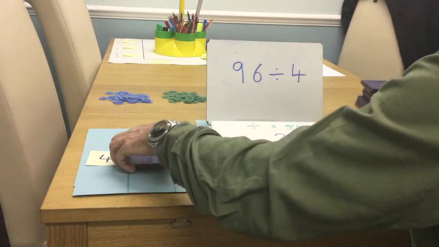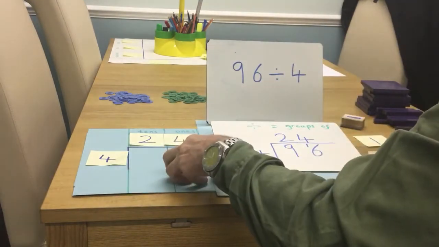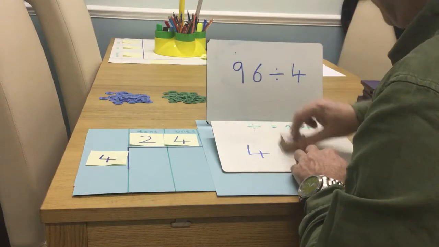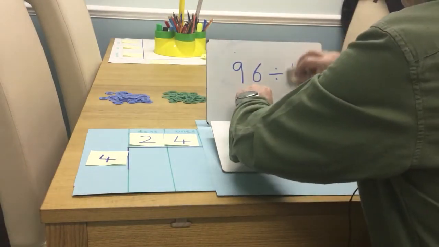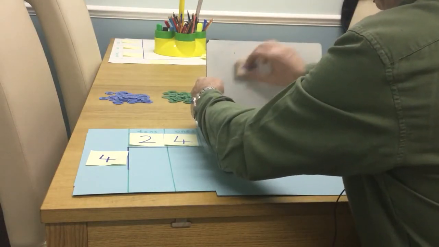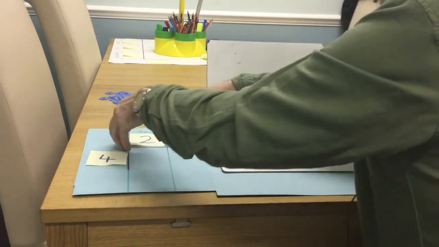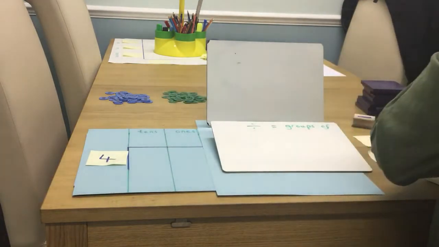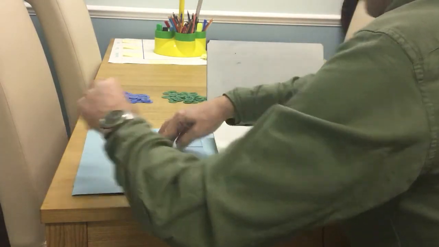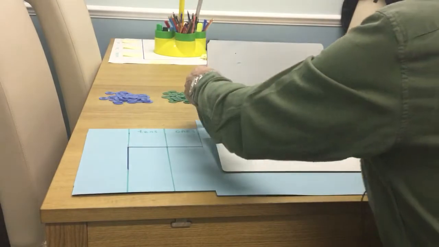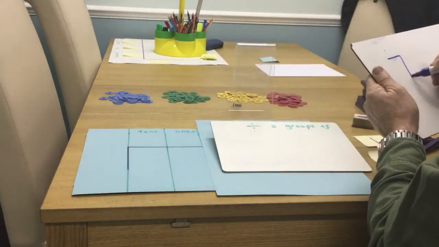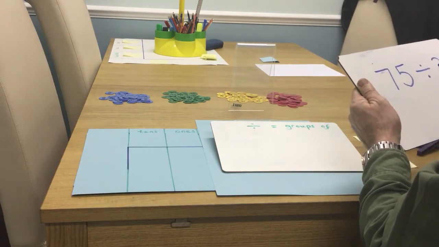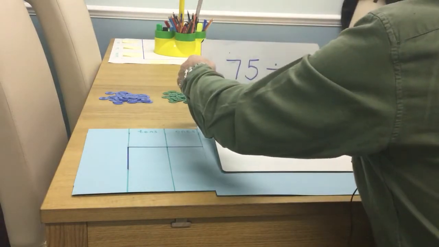Okay, let's try another one. That one worked out, I think, really well as a picture. Let's get rid of everybody, and write down a new problem to solve. So now we've got 75 and the division this time is going to be by 3.